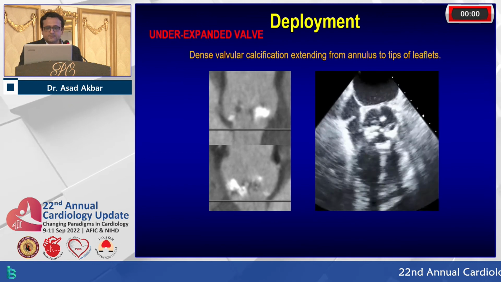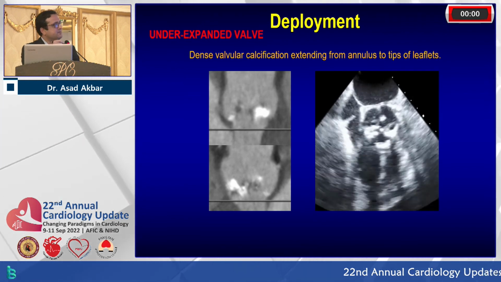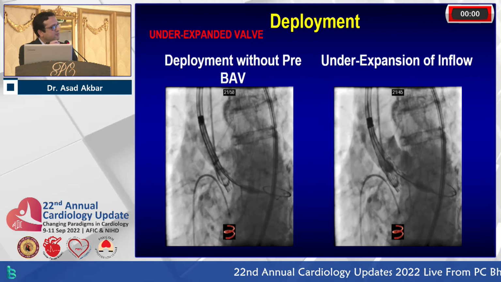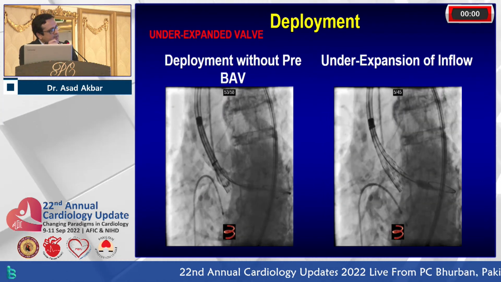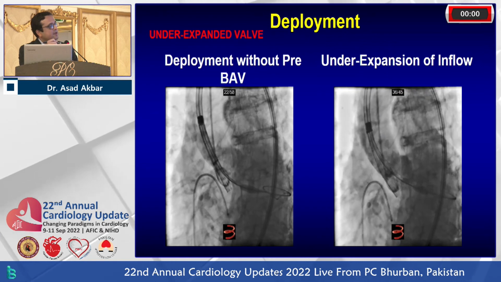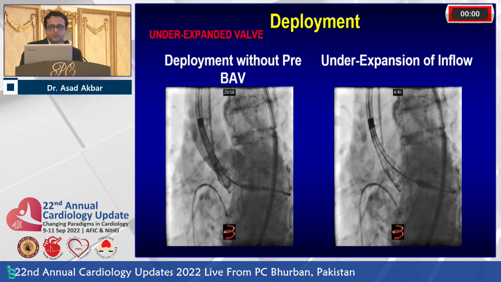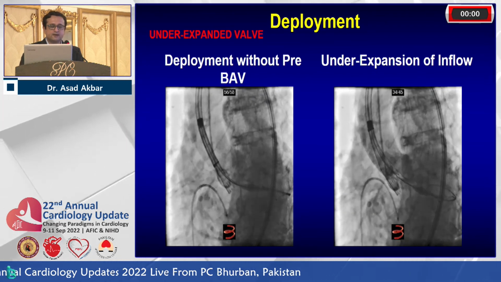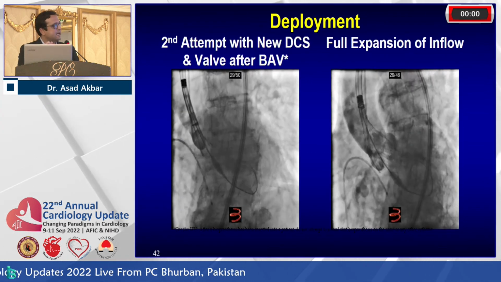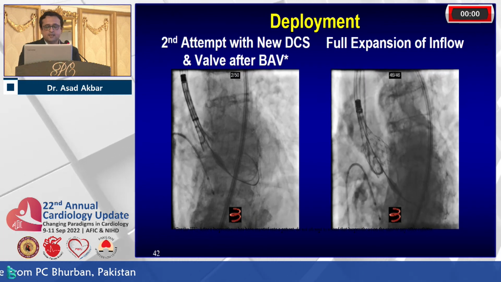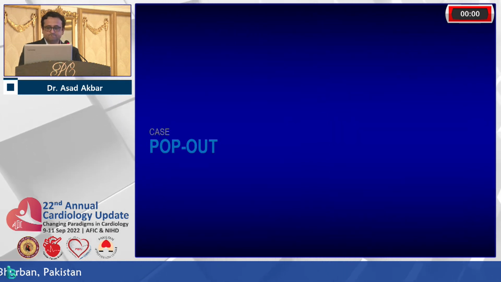So, under-expanded valve. If somebody has severe calcium on the aortic valve and you try to deploy a valve without pre-dilating, you'll end up with a valve similar to this. So really a grossly under-expanded valve, and if you actually deploy it, it might just pop out. So in this case, operators did the right thing. They pulled everything out, pre-dilated the valve with a balloon, and then they were able to deploy it, and you can see it's opening up pretty nicely.